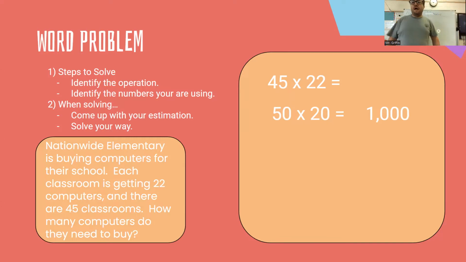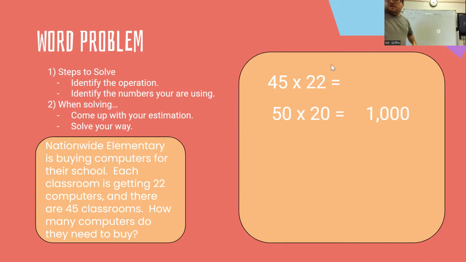All right, guys, I have returned. Hopefully you finished solving this problem. Now I'm going to model for you both ways to solve it. I'm going to write down real quick 45 times 22. All right. Let me pull this up.